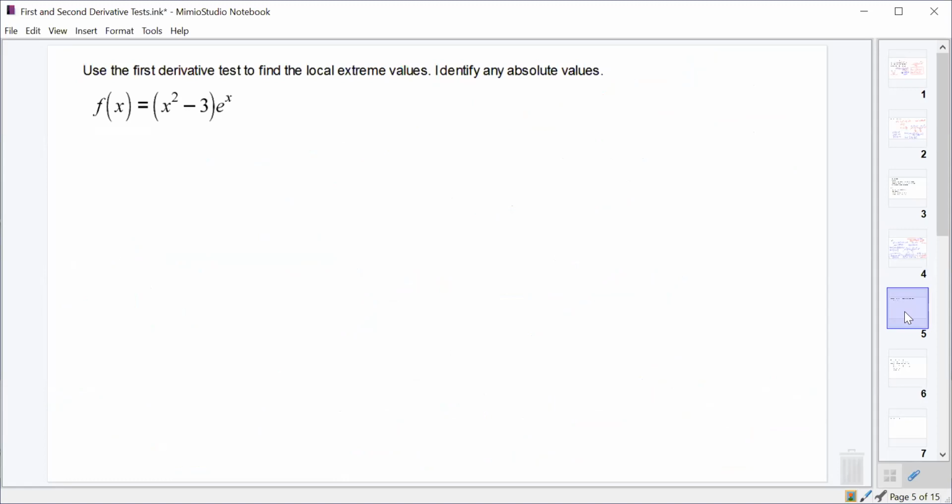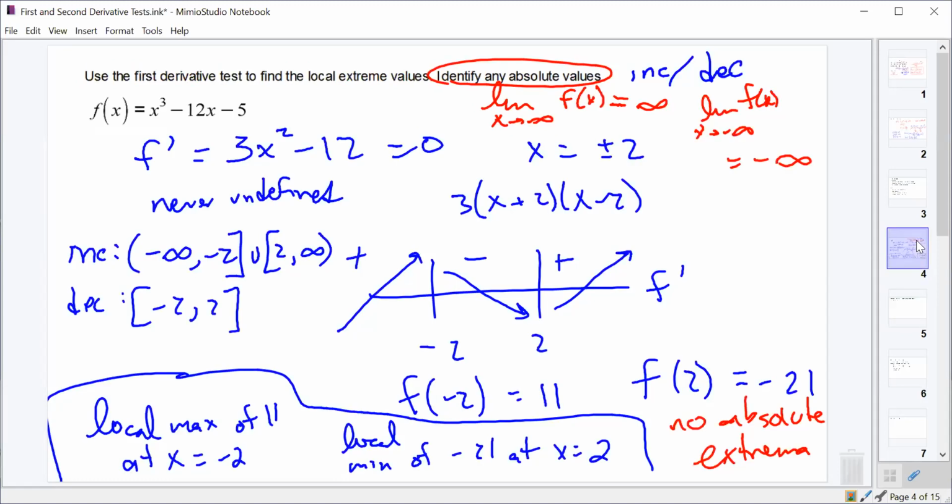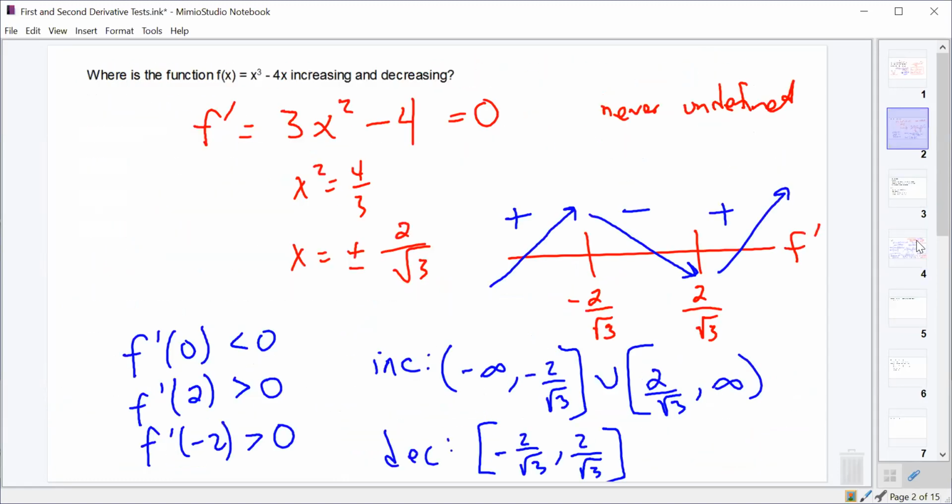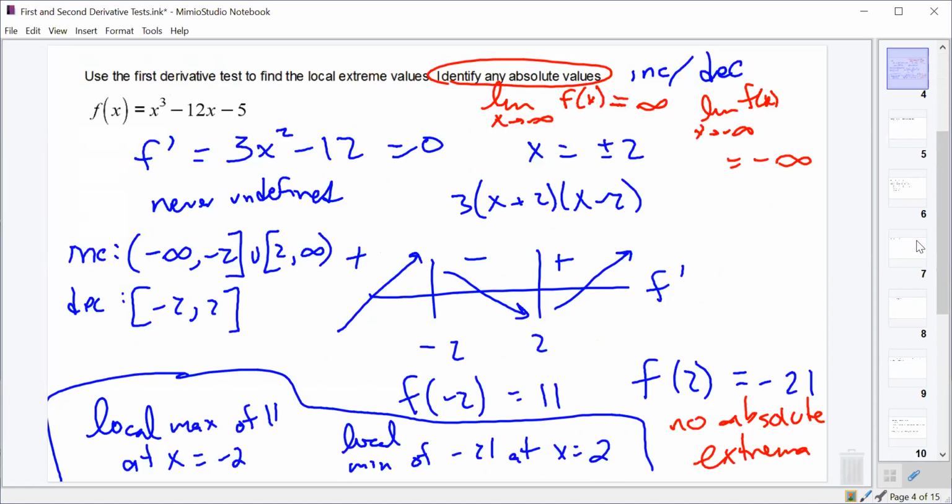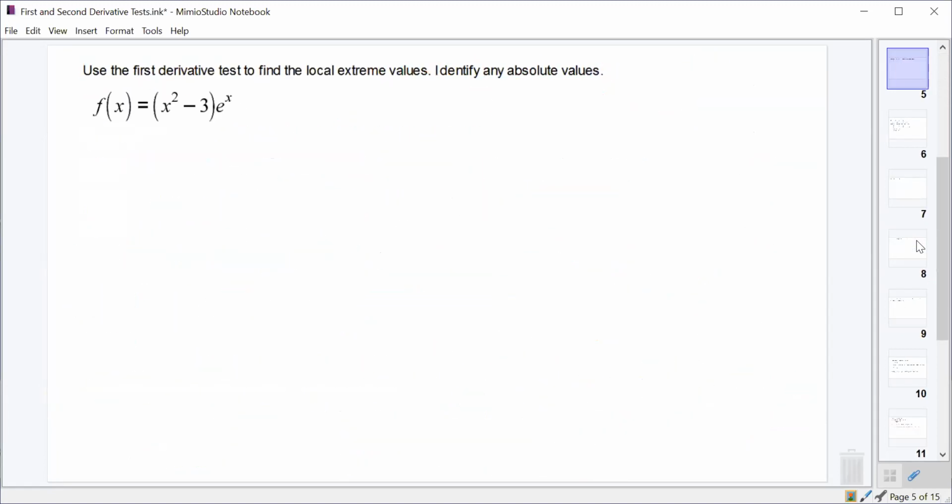So, let's take a look at this one: x squared minus 3 times e to the x. Now, the last couple, right? Cubic function, parabola, another cubic function. You probably already had a pretty decent idea of what those looked like, but for the function x squared minus 3 times e to the x, you may not be anywhere near as clear what that one looks like, right? So what are we going to need to do?